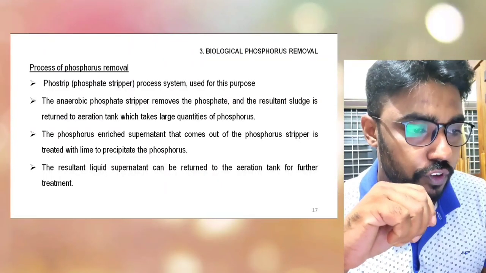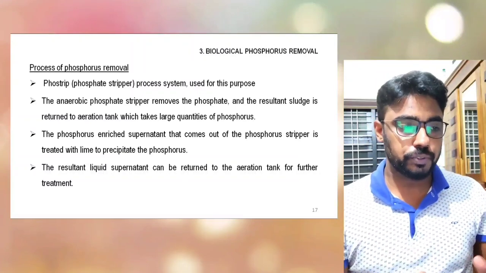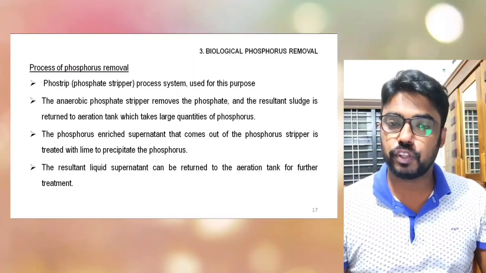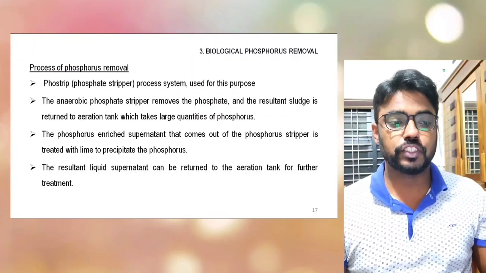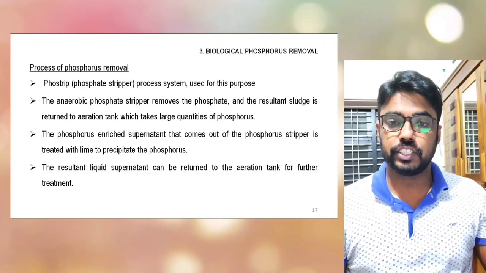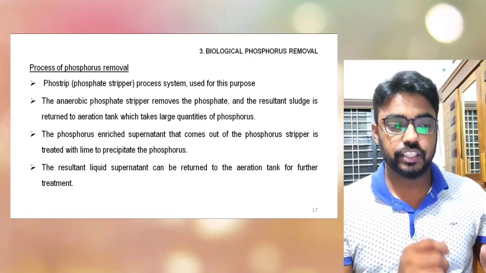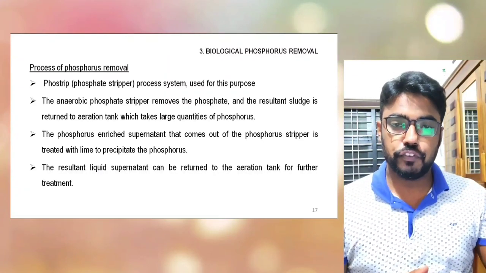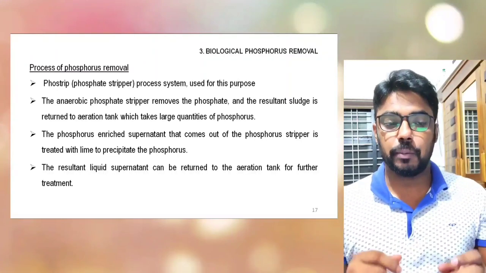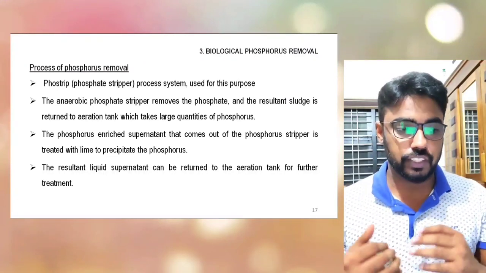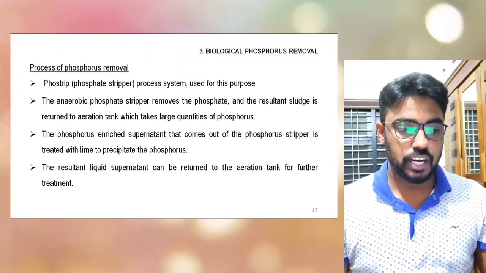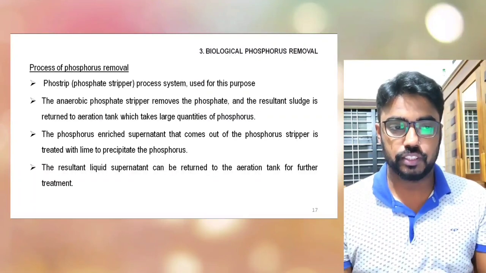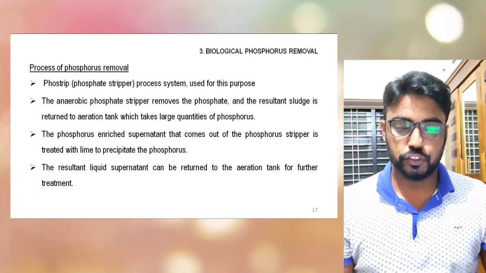Now we can see the process of phosphorus removal. The Phostrip or phosphate stripper process system is used for this purpose. The anaerobic phosphate stripper removes the phosphate, and the resultant sludge is returned to the aeration tank, which takes up a large quantity of phosphorus. The phosphorus-enriched supernatant that comes out of the phosphorus stripper is treated with lime to precipitate the phosphorus, and the resultant liquid supernatant can be returned to the aeration tank for further treatment. This is the process of phosphorus removal.